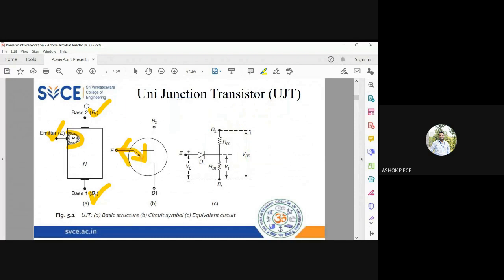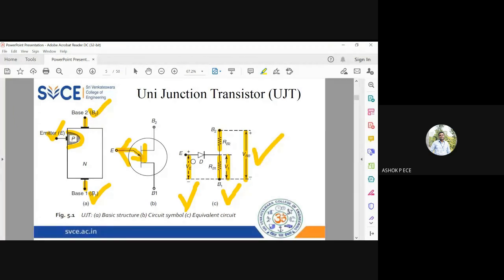You have two base regions, so when you have two wires coming out of base 1 and base 2, you will have two resistances RB2 and RB1, and you have a PN junction. Whenever you have a PN junction, you can replace it with a diode, and between emitter and the midpoint of base 1 and base 2, you will be having this diode. The voltage across emitter is VE, and voltage across RB1 is V1, and the total base voltage across B1 and B2 is VBB. So these parameters are defined for UJT.